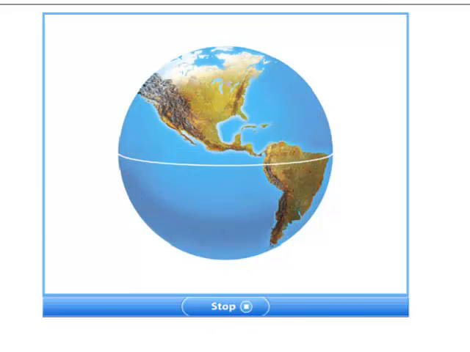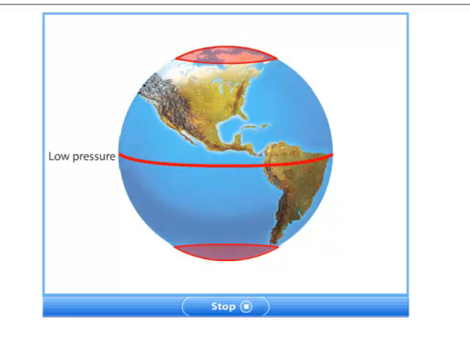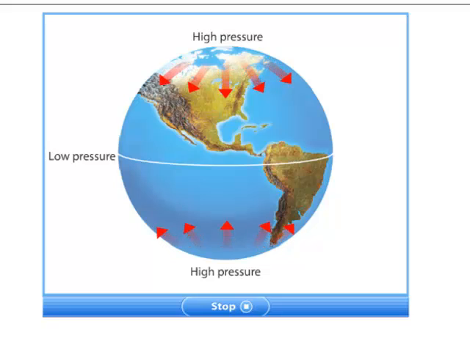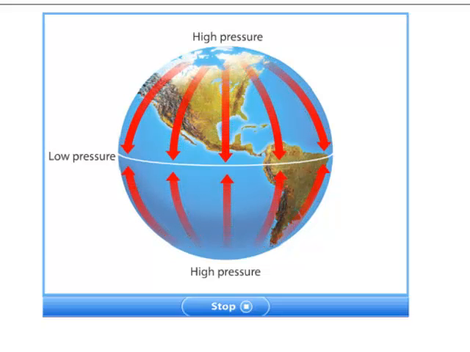Wind is moving air. It is created by differences in air pressure that arise from the uneven heating of the earth by the sun. Warm, less dense air rises at the equator and creates low pressure areas. At the poles, the air is cold and dense. It sinks and creates high pressure areas. Because surface winds move from high pressure regions to low pressure regions, wind generally moves from the poles to the equator.